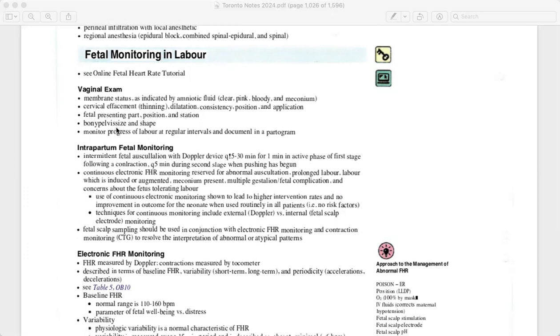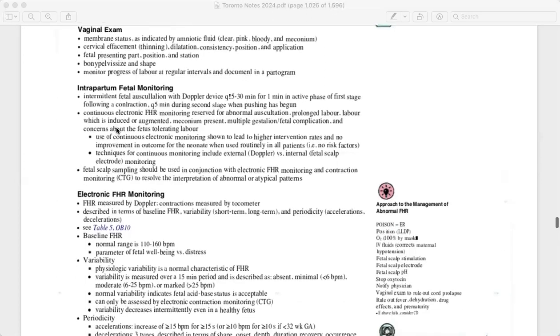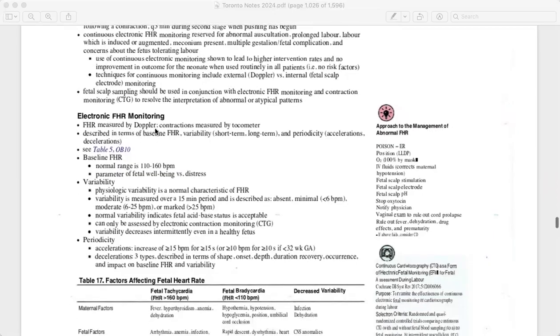Intrapartum fetal monitoring, what you are going to do is basically check the fetal heart rate, which is most important. Fetal auscultation with a Doppler. Use of continuous electronic monitoring has been shown to lead to higher intervention rates and no improvement in outcome. Then fetal scalp sampling should be used in conjunction with the fetal heart rate, but if the CTG is done and it's totally normal, then we don't go for fetal scalp sampling because it's an invasive procedure, so people go against this one.